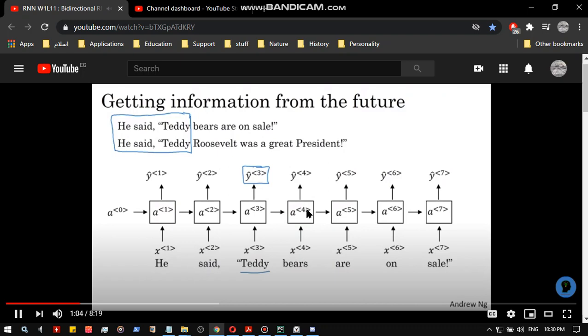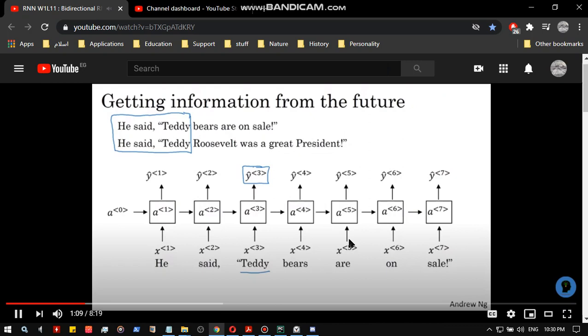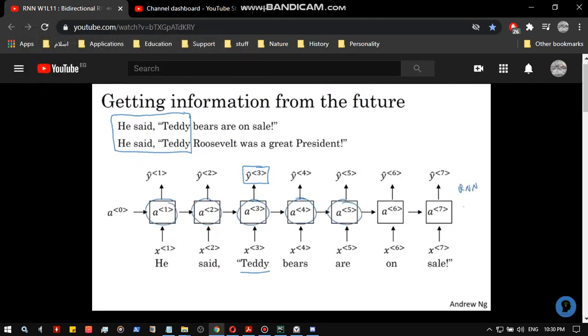So this is a unidirectional or forward directional only RNN. And this comment I just made is true whether these cells are standard RNN blocks or whether they're GRU units or whether they're LSTM blocks. But all of these blocks are in a forward only direction.